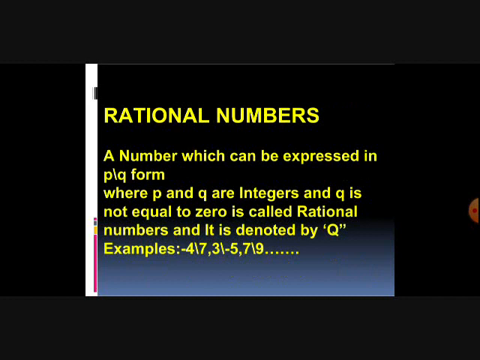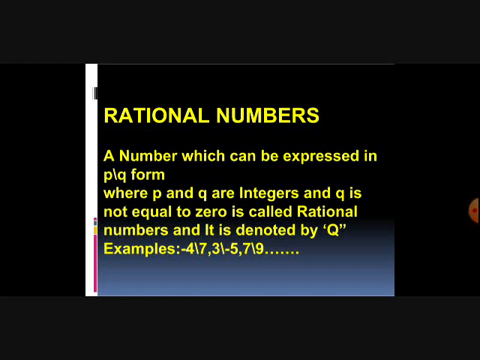Today we are going to learn rational numbers. The simple definition of rational number is a number which can be expressed in p by q form where p and q are integers and q is not equal to 0 is called rational numbers and it is denoted by capital Q. So what we understand here, for a rational number we have numerator and denominator.